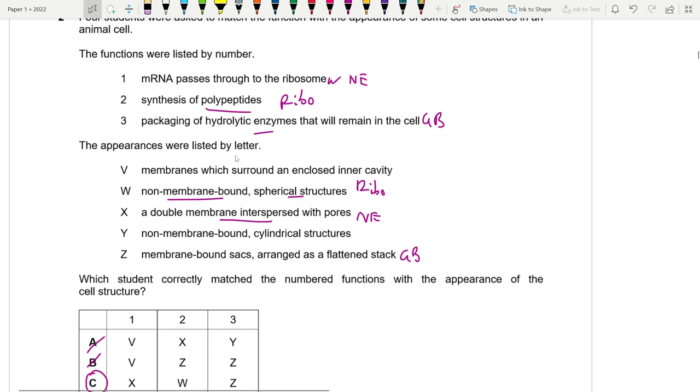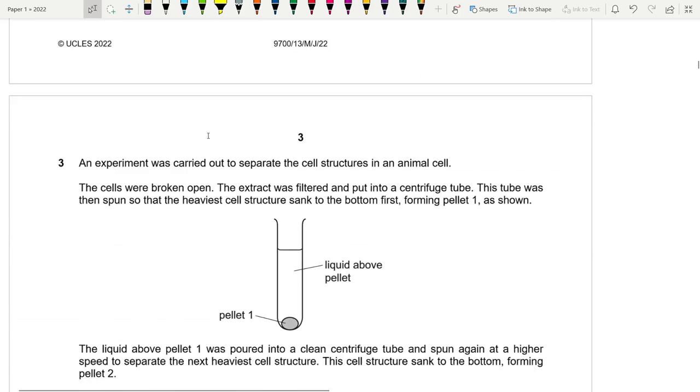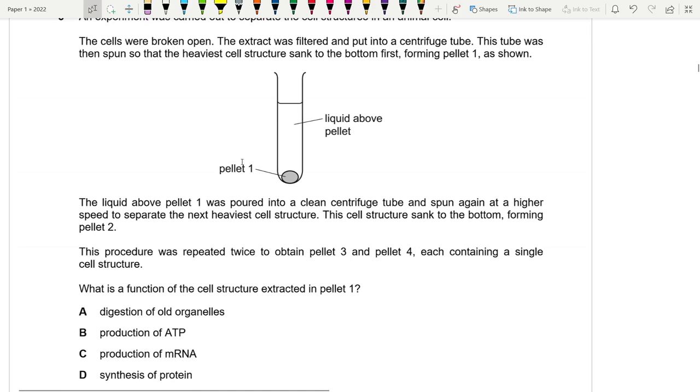What about the other ones? This is centriole. It's in charge of making the mitotic spindle, if you recall. And this is basically the smooth ER. Synthesis of lipids, 3. This is also another common question.